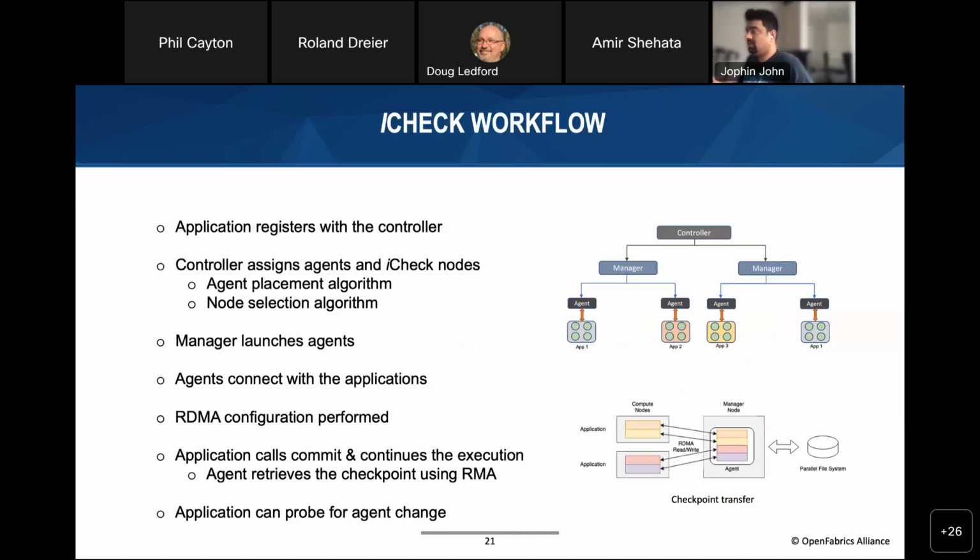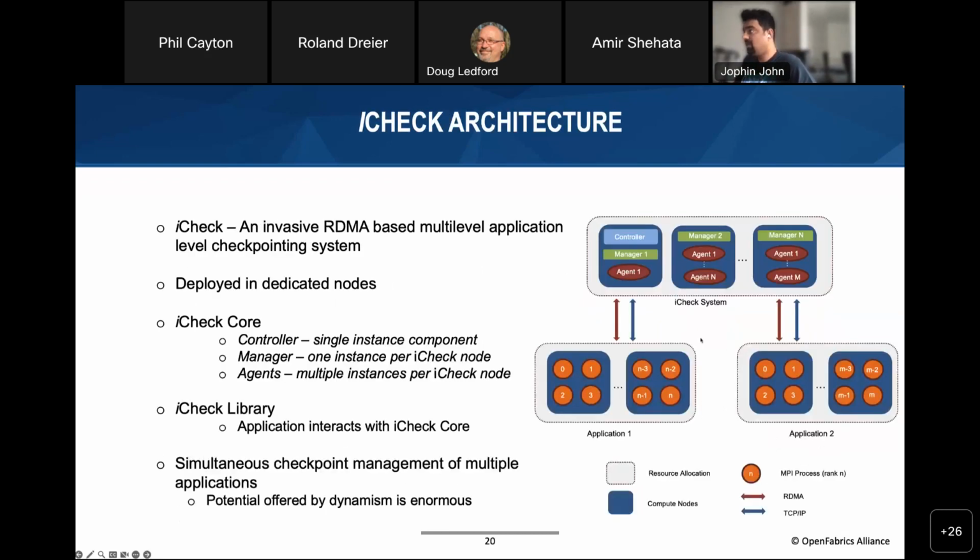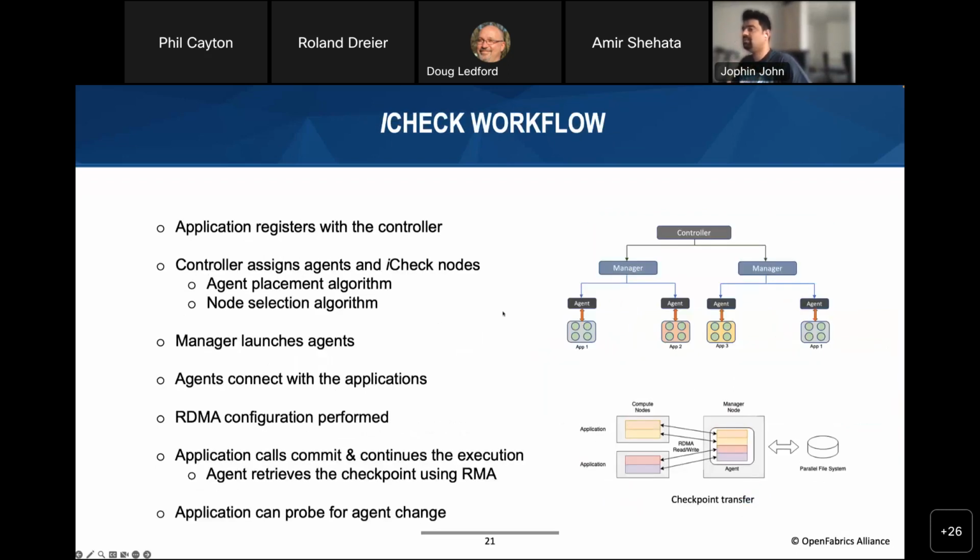Regarding the whole workflow, initially the application registers with the controller, and then the controller assigns the agents and iCheck nodes. This requires some careful planning, because here you can see multiple applications are connected, and the controller can place agents associated with an application on any manager node. So there are an agent placement algorithm and a node selection algorithm to decide the number of agents and which manager should have which agent. This is very important because it can definitely affect or improve the performance of the application, which I will show in my evaluation section.